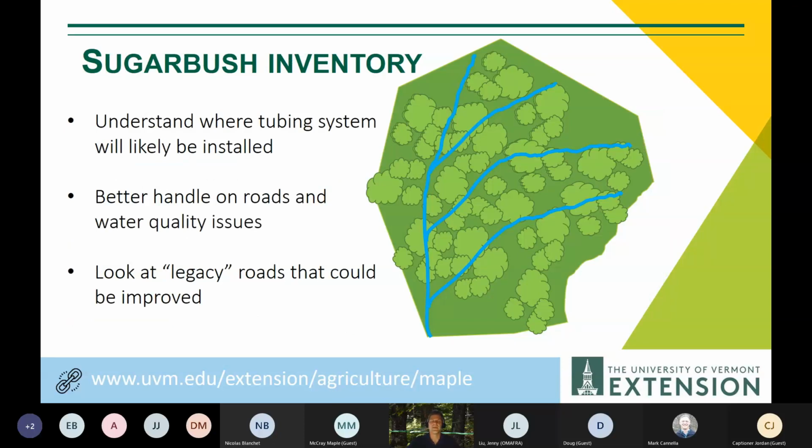Another interesting reason to do an inventory is to see where the tubing system would be. Going back to that slide with the heat map, some areas have a denser collection of tappable trees. So if there are obvious patterns to where those trees are, that's going to influence where you put your conductor systems and your main lines.